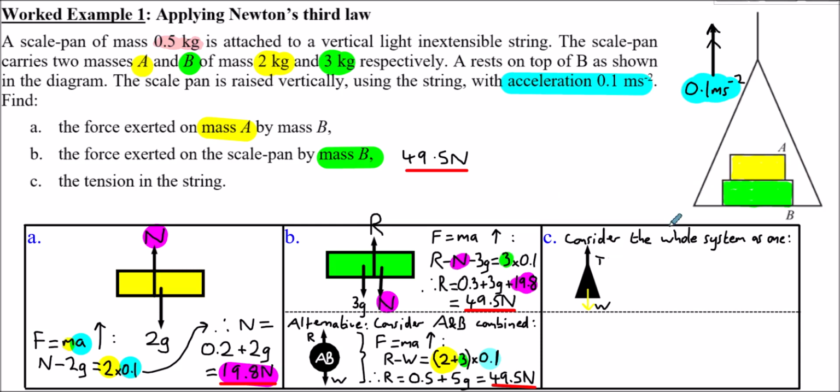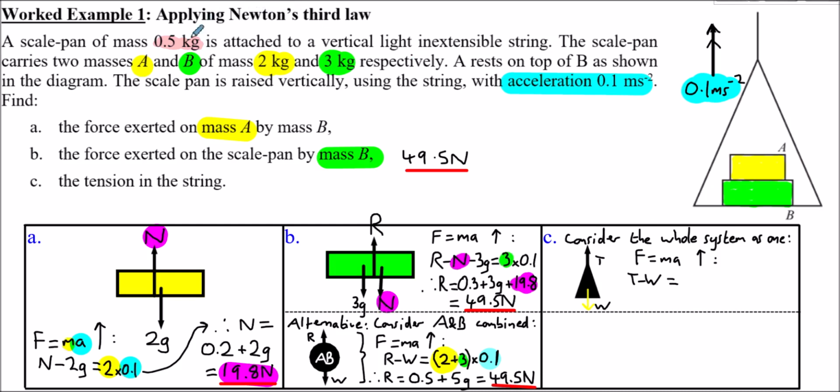So again, we can consider F equals ma going in the vertical direction. So F equals ma vertically. The overall force is going to be T minus W. That's the overall force going upwards. Now W is going to be the weight of the whole thing. So T minus W is going to be the mass of all of this multiplied by the acceleration.